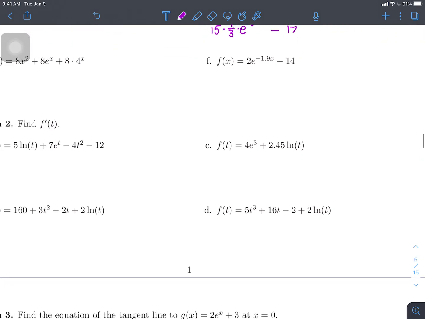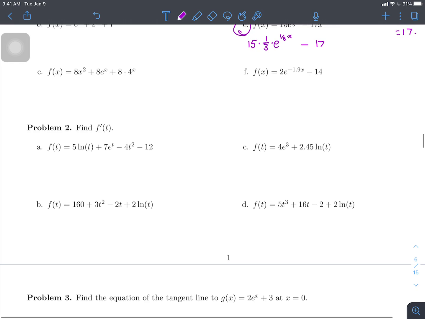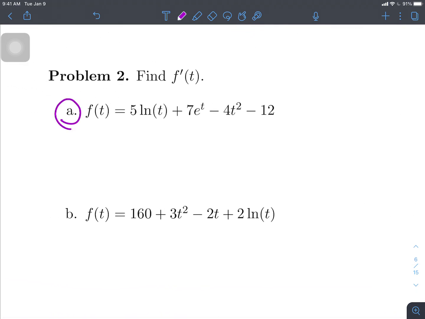Okay. Let's do some of the ones with natural logs in them. So let's just remember, of course, the derivative of any natural log function is just going to be 1 over x. So we're going to use all our rules to try to take care of part A here for problem 2. We're supposed to find the derivative of this function. And we see we have a natural log, and we have an exponential with e to the t, and we have a 4t squared. What am I going to need to use to do the derivative of 4t squared? Is that an exponential function? No. So what rule should I use? Constant, and also power rule. Very good. And then the 12, when I do that derivative, what am I going to get? Yeah, just 0. Okay, I think we got this.